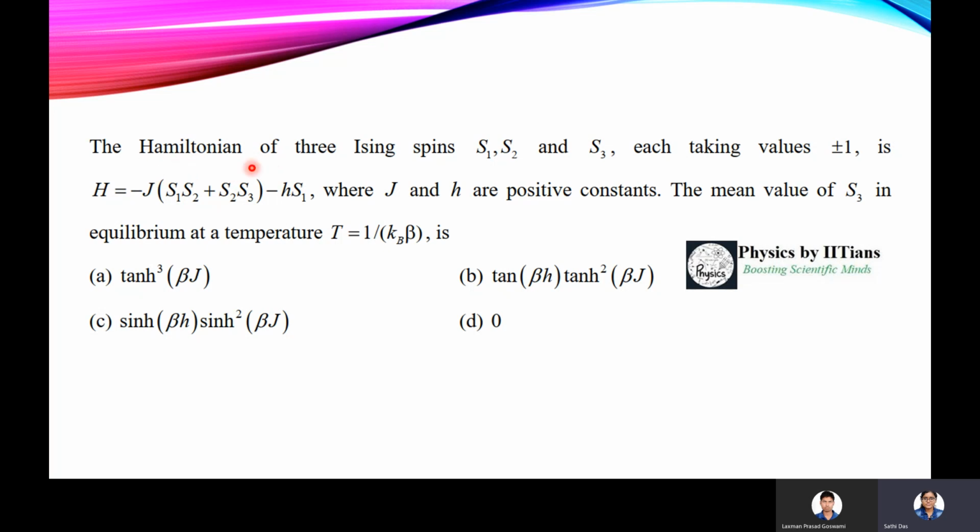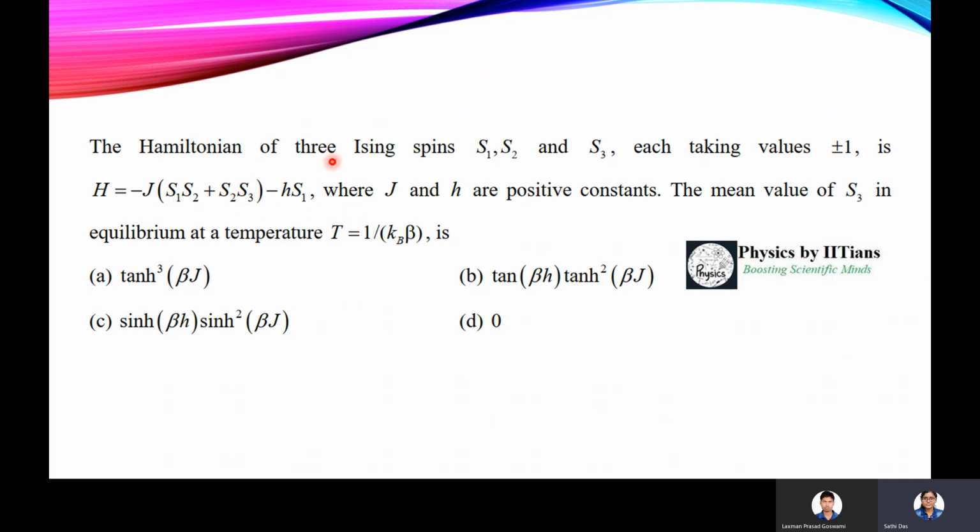The question is: the Hamiltonian of three Ising spins S1, S2 and S3, each taking values plus or minus 1, is H equals minus J into (S1 S2 plus S2 S3) minus H into S1, where J and H are positive constants. The mean value of S3 in equilibrium at a temperature T is 1 by kV into beta. So that is tanh cube beta J, tanh beta H into tanh square beta J, sinh beta H, sinh square beta J, 0. So this kind of questions actually are very common.